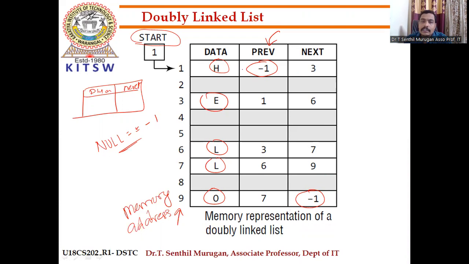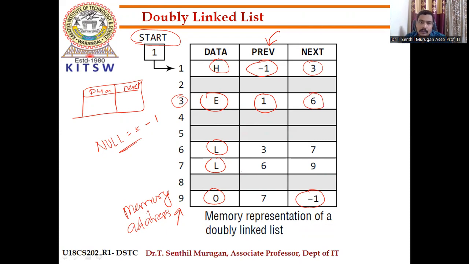So for the remaining, where is the next character stored? Next is the third position, that is E. But where is the previous value H stored? That is 1. These two are interchanging. Now the first two characters, next the second and third character. The second character is stored in the third location, and the character before it is stored in the first location, and the next character is stored in the sixth location. Like that, we are making this linked list.